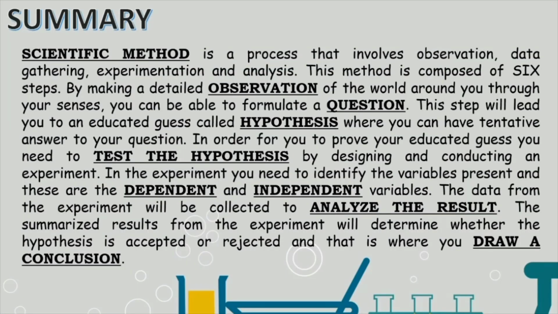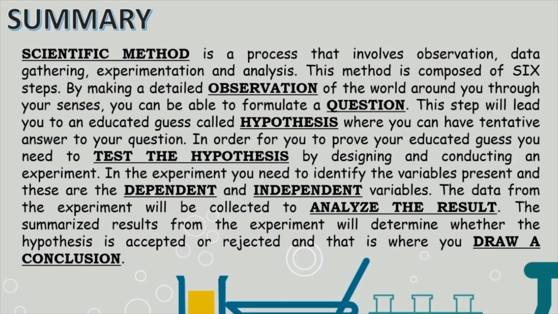Scientific method is a process that involves observation, data gathering, experimentation, and analysis. This method is composed of 6 steps. By making a detailed observation of the world around you through your senses, you can formulate a question. This step will lead you to an educated guess called hypothesis, where you can have a tentative answer to your question.